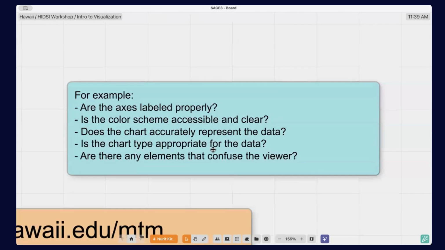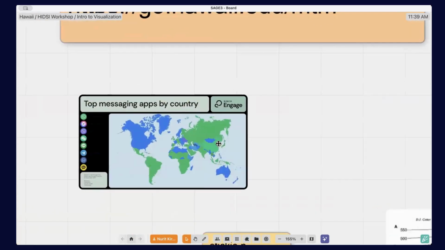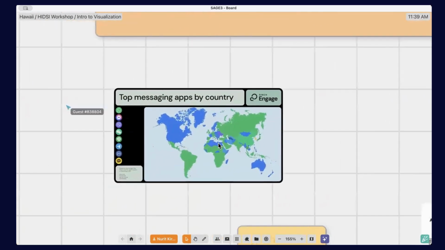So there's a few questions here. Is everything properly labeled? Is the color scheme clear? Does it represent the data accurately? Is it the kind of chart that is appropriate for the data? Or are there any elements that confuse the viewers? So let's very quickly look at some of them. Let's look at this one.